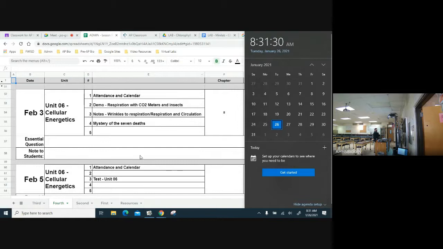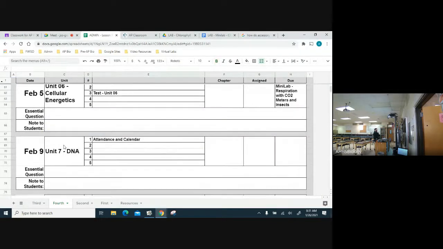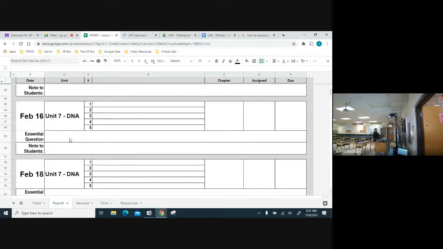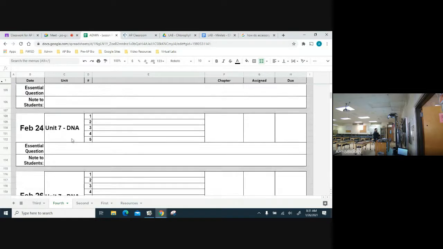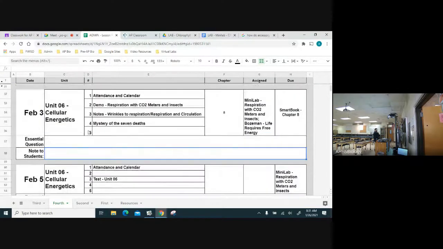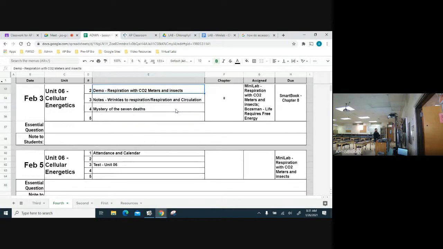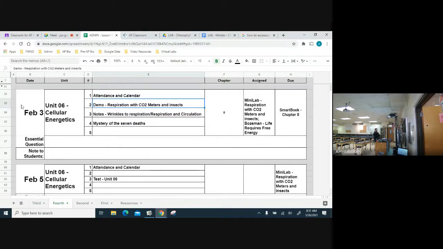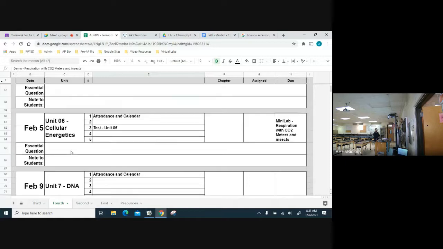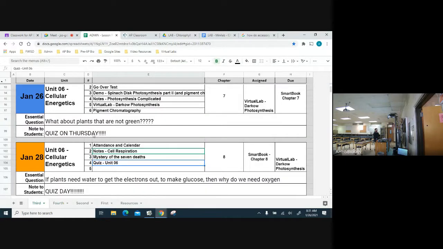We're going to try to get through all that because we have units on DNA and molecular biology and genetics coming up. And the AP test is going to happen, so I don't like changing my calendar at all. We may have to cut out respiration with CO2 meters and insects. I might have cut that out anyway, depending on how many people were here. But we'll see. I don't know. On Thursday, I'll know what we're going to be doing next week.